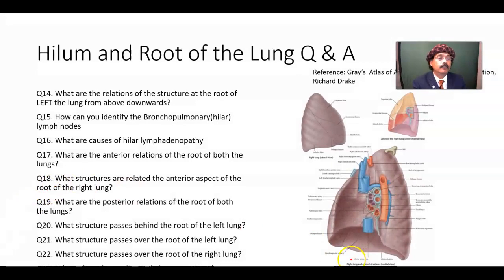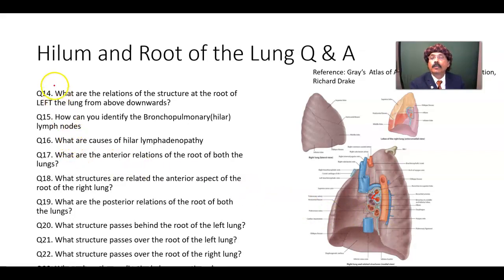So this is the eparterial bronchus because it is above the artery. This is above the artery. And this is the hyparterial bronchus because it is below the artery. This is also called the superior lobar bronchus. This bronchus will go to the middle lobe and the lower, inferior lobe.